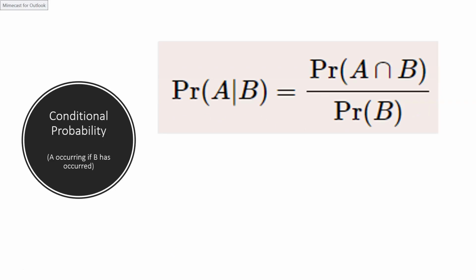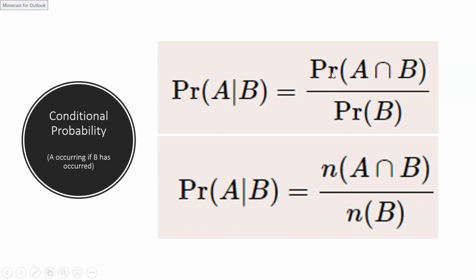In our mathematical notation, this is how we write that. We've got the probability of A occurring if B has already occurred, so A occurring if B has. And how we get that is the intersection of A and B out of B. We'll do some examples in a minute. With our notation as well, rather than writing the probability of the intersection, we write the value, so n meaning the number of the intersection out of the number of B.